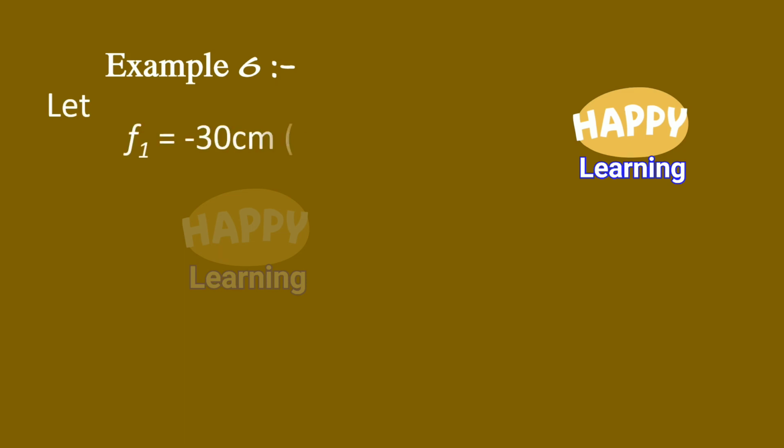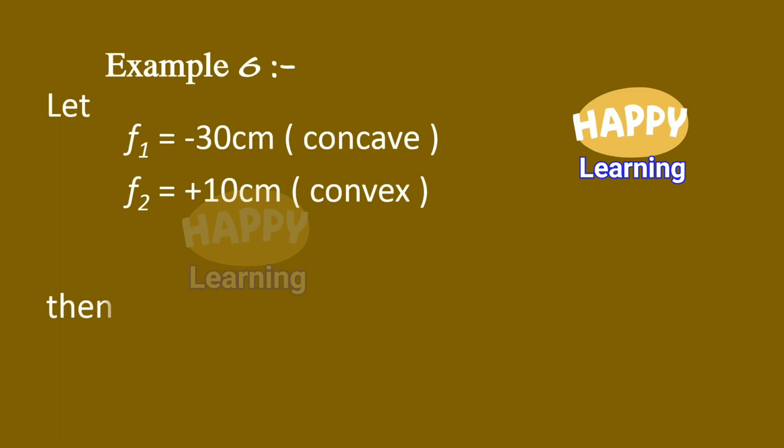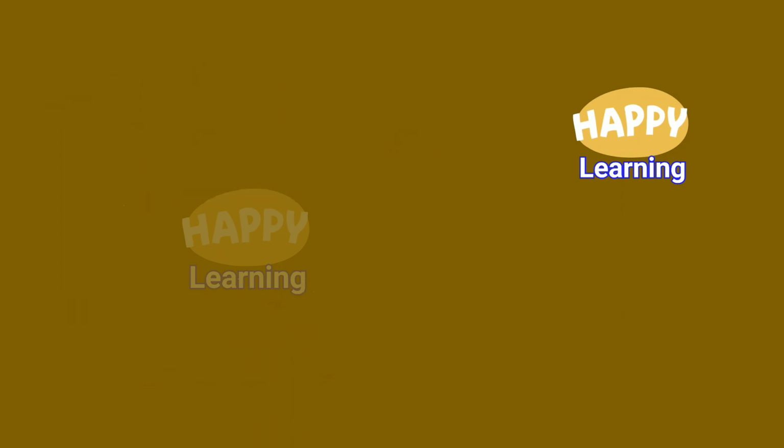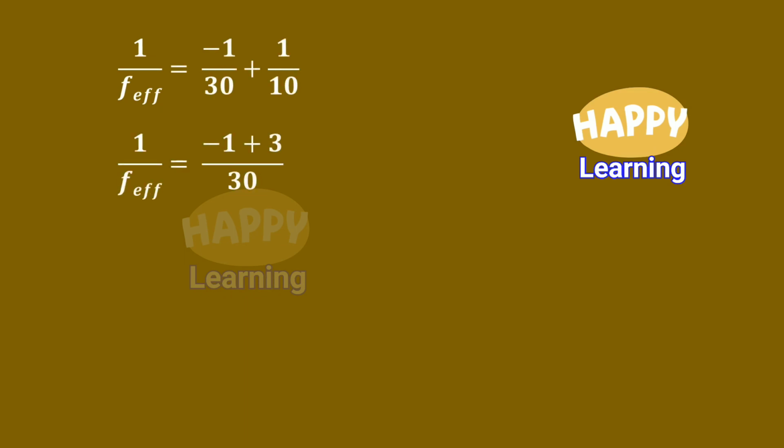Example 6. Let f1 equal minus 30 centimeter, f2 equal plus 10 centimeter and they are in contact with each other. Then substituting these values in the formula of lenses touching each other, we get the effective focal length as f effective equals plus 15 centimeters.